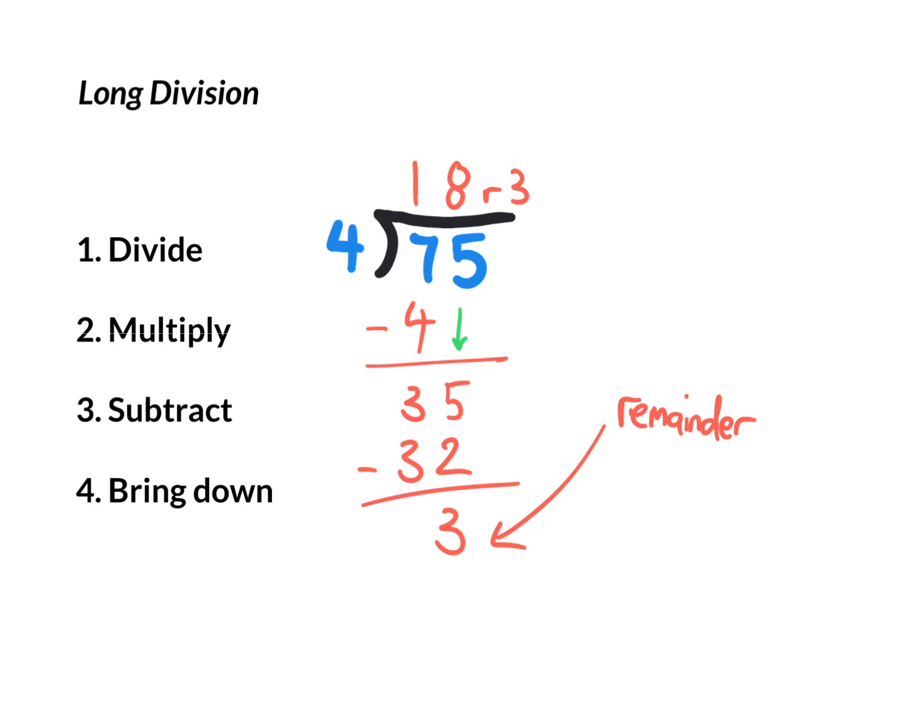Then we say 35 divided by 4. We go through the process again. 35 divided by 4 is 8, and we put the 8 up. And then 8 times 4 is 32, so we put the 32 down. And then we subtract. We say 35 take away 32 is 3. We have 3 left over. So therefore, 75 divided by 4 is 18 with a remainder of 3.